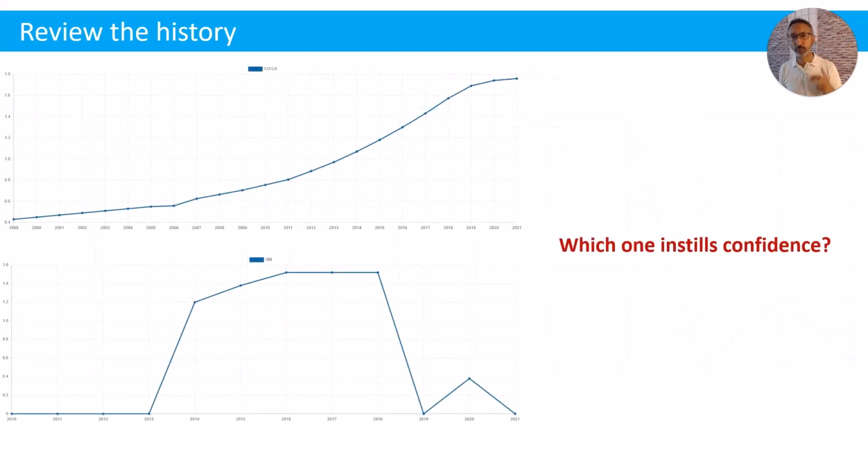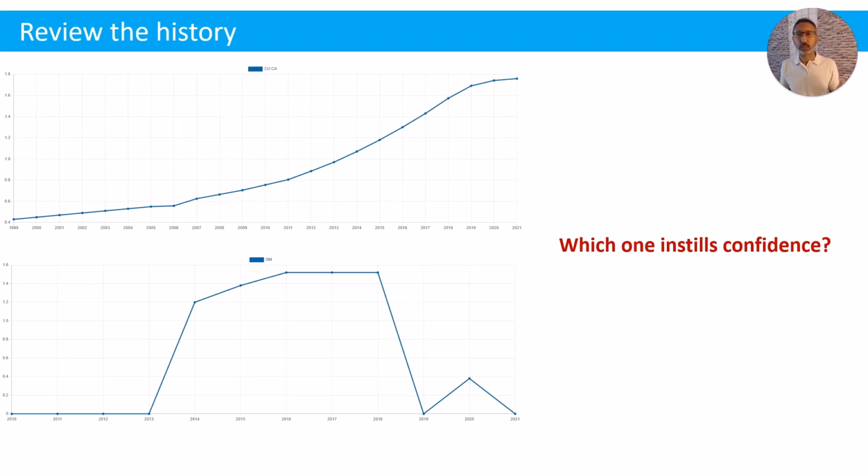Now, if we look at both of the graphs side by side, which one instills confidence? Right? When I look at the first one, Canadian Utilities, I can have a high degree of confidence that this company will continue to pay me a dividend and hopefully increase it in the future. When I look at General Motors, it's too random. It's unpredictable. I don't know if the company's going to pay a dividend next year. I don't know if they're going to cut the dividend next year.